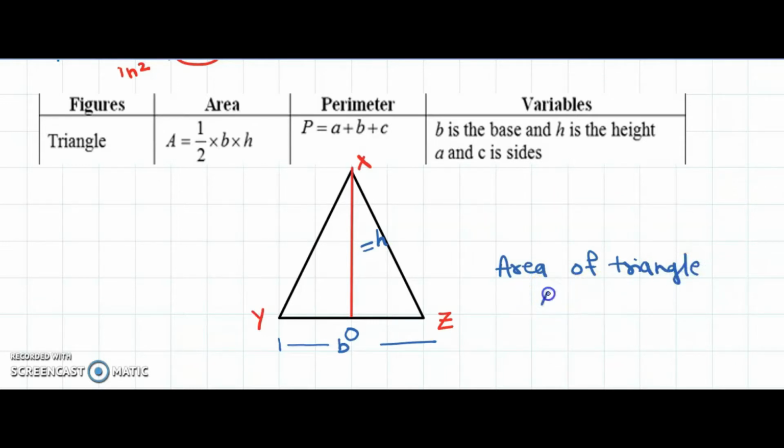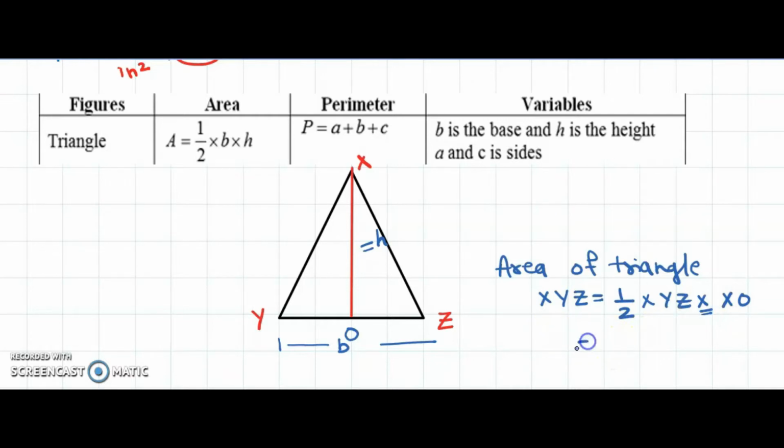What is the triangle we have taken? XYZ. The area will be equal to half into base. Let the base be named YZ and the height be named XO. This is the sign of multiplication.